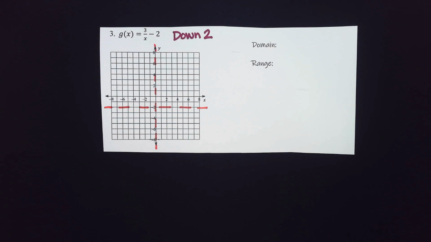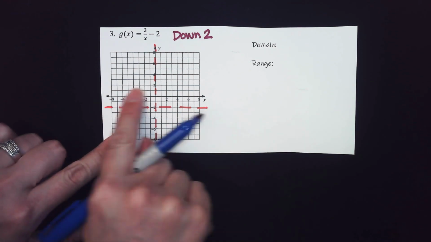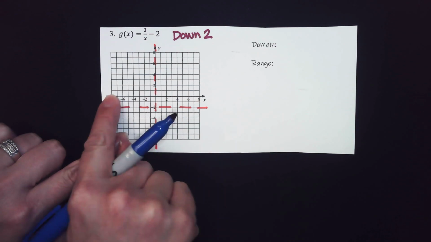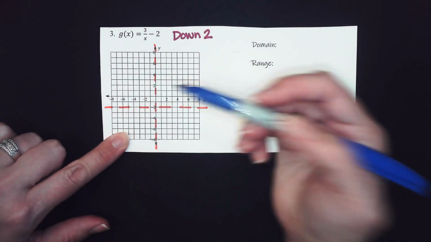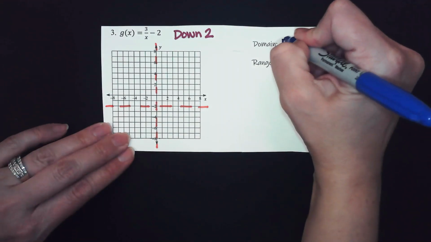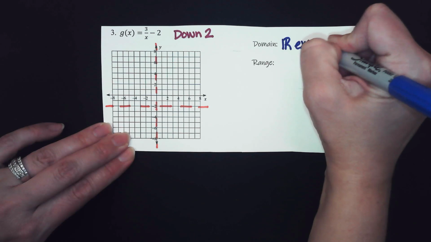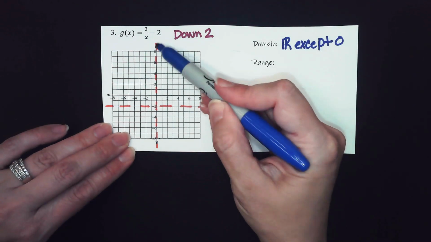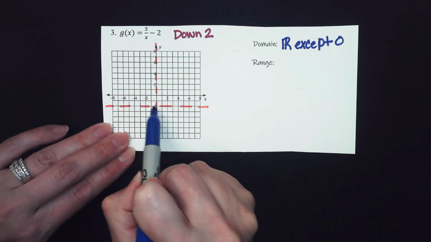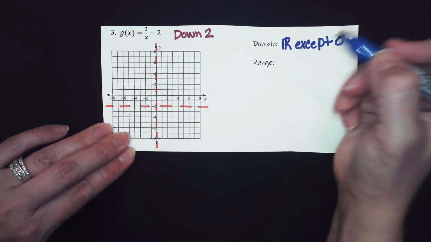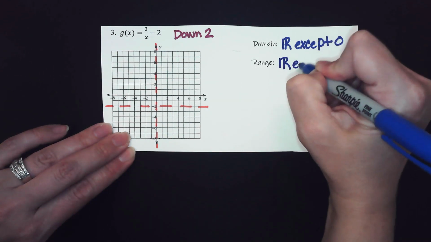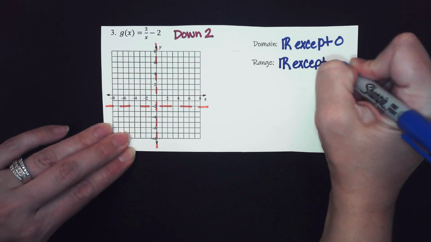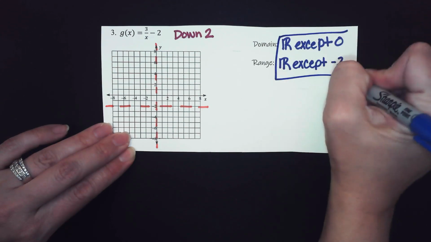Okay. Alright, so our domain is all these x values, and it's every x value except where that asymptote touches that x-axis. So it's all real numbers except 0. And the range are all the y values except where that asymptote crosses the y-axis, and that's at -2, so it's all real numbers except -2. Okay, so there's your domain and range.